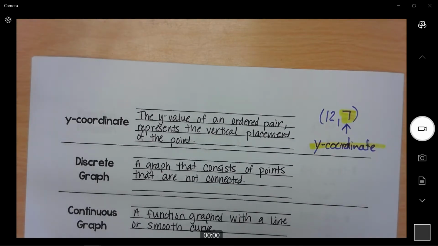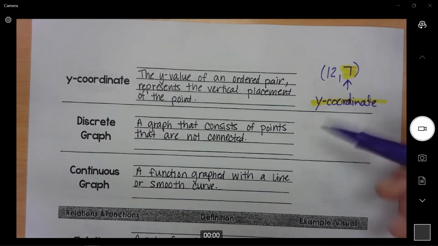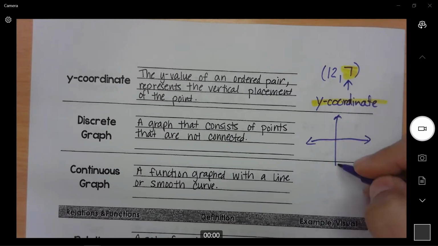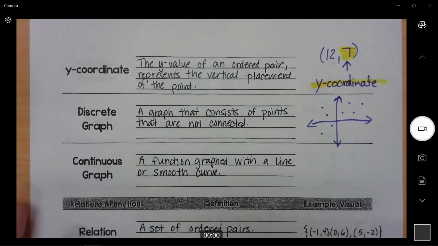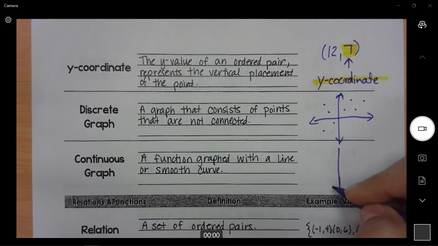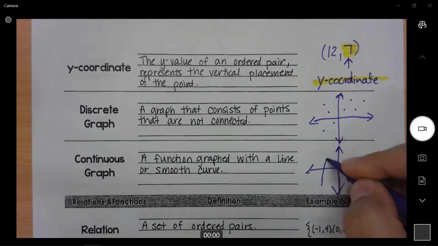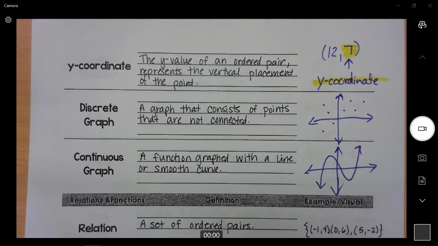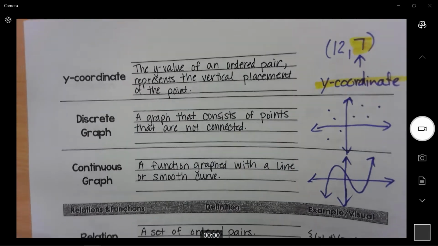A discrete graph is a graph that consists of points that are not connected. So that would look like this. Here's your graph, your axes, and you have points, but no lines. Okay? A continuous graph is one that has a line going continuously or a smooth curve. It can have holes, but you're not jumping around all over the graph.